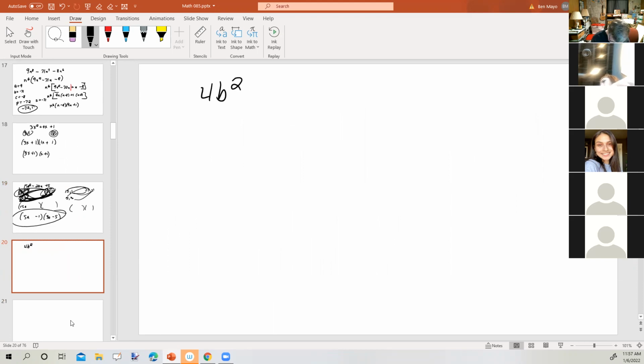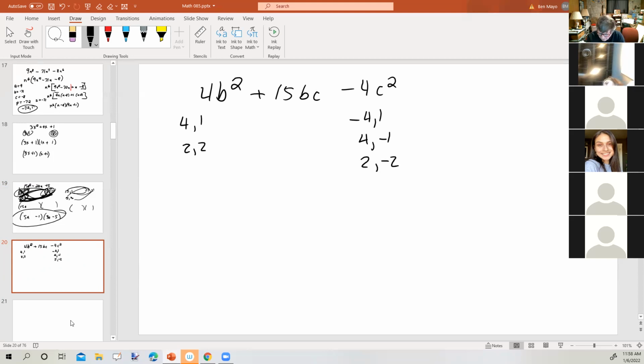4b squared plus 15bc minus 4c squared. Okay. It's a trinomial in standard form in terms of b. There's no greatest common factor, and the leading coefficient is not a 1. 4 is 4 times 1 or 2 times 2. -4 is -4 times 1, 4 times -1, or 2 times -2. Now I could also write -2 times 2, but that's the same thing, switching the two around.